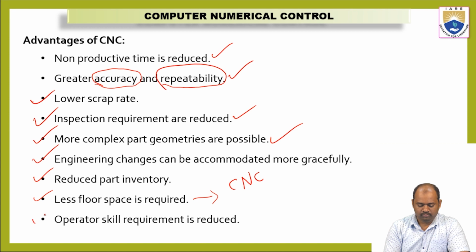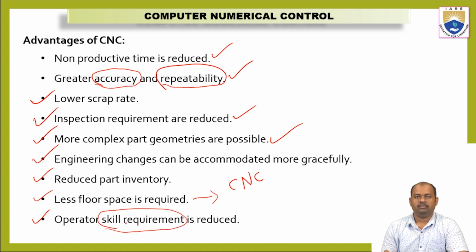Now, operator skill requirement is also reduced. Simply, you don't have to do the operation because you have skill. The operator skill requirement is reduced because you don't have to practice more and more on the workpiece to get better precision. Simply, we can give the codes to the computer. Maybe coding will take some time, but given the code, the computer will convert that code into the required dimensions of the body and simply manufacture the object. So these are some of the advantages of any CNC machine.